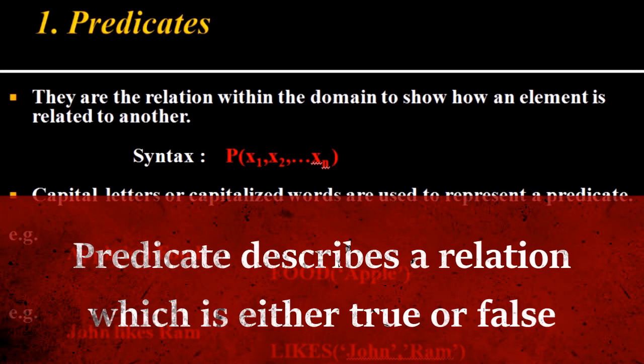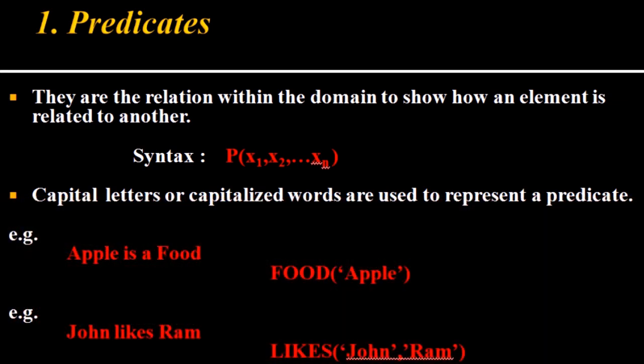So, what is predicate? Predicate describes a relation in a sentence. Suppose John likes Ram. This is a simple sentence. Here, likes is the verb, it represents the relation between John and Ram. So, we will use like as a predicate. The syntax of the predicate is it is normally represented by a capital letter. P is the capital letter, so this is the predicate name, and it consists of the arguments.